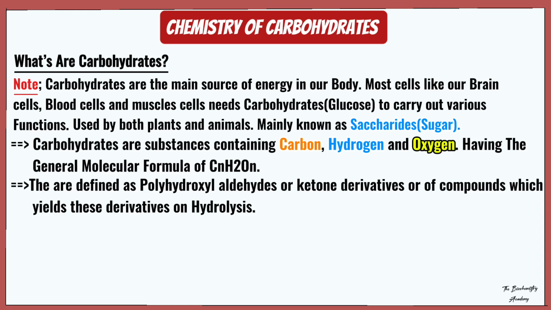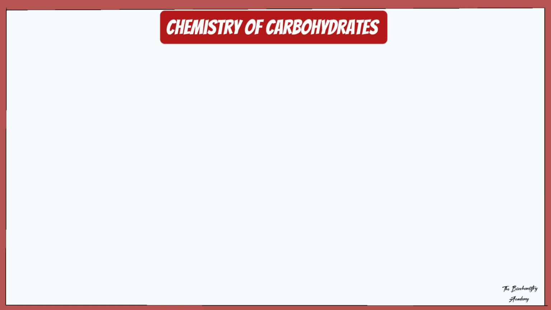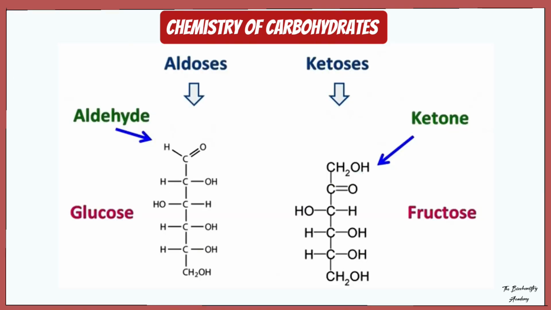You might be wondering, what is this ketone and aldehyde? In case you might have forgotten, let us refresh your memory a little. Ketones are compounds that have this group called a ketone group, which is CO. And aldehydes are compounds that have this group CHO. So let us move to the classification of carbohydrates.